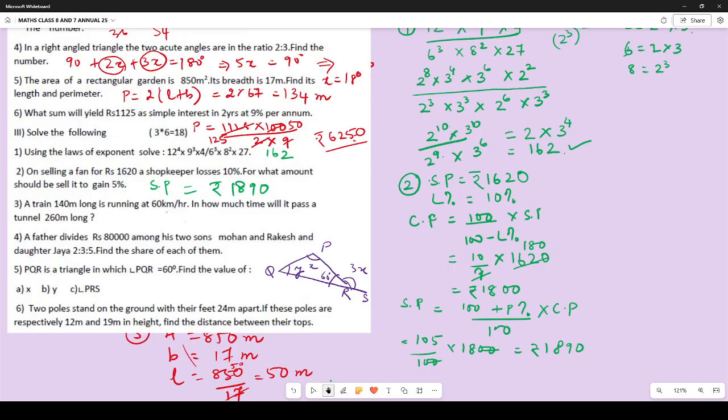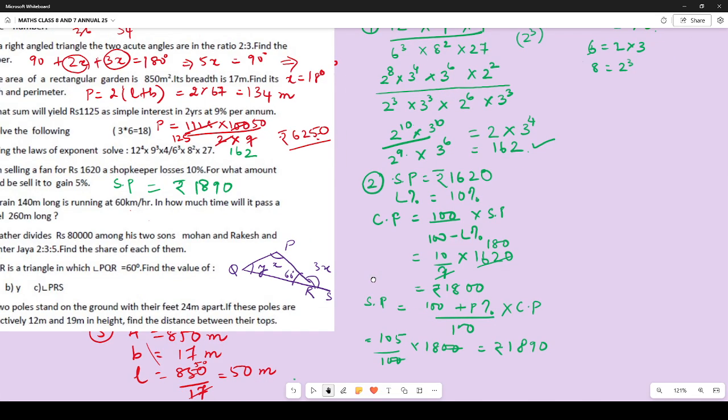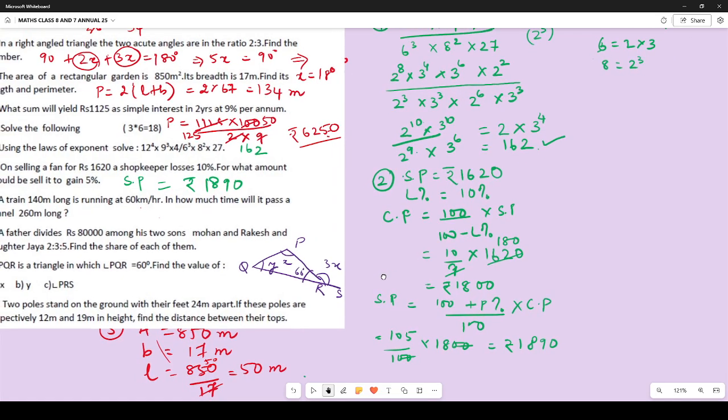Alright, let us take up question number 3. A train is 140 meters long and is running at 60 kilometers per hour. How much time it will pass a tunnel 260 meters long? So see, the distance here is given in meters and the speed is given in kilometers.